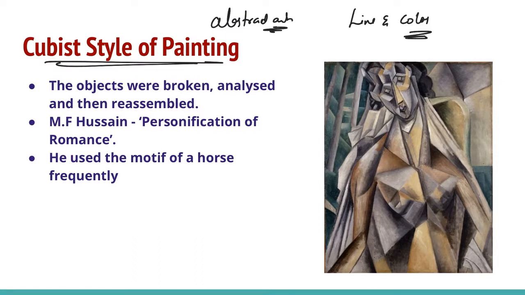One of the most popular cubist artists in India was M.F. Hussain. M.F. Hussain made a series of paintings called Personification of Romance. In these paintings that used abstract connotation, he used a motif of a horse, and this motif was used frequently as it was best to depict the fluidity of motion.